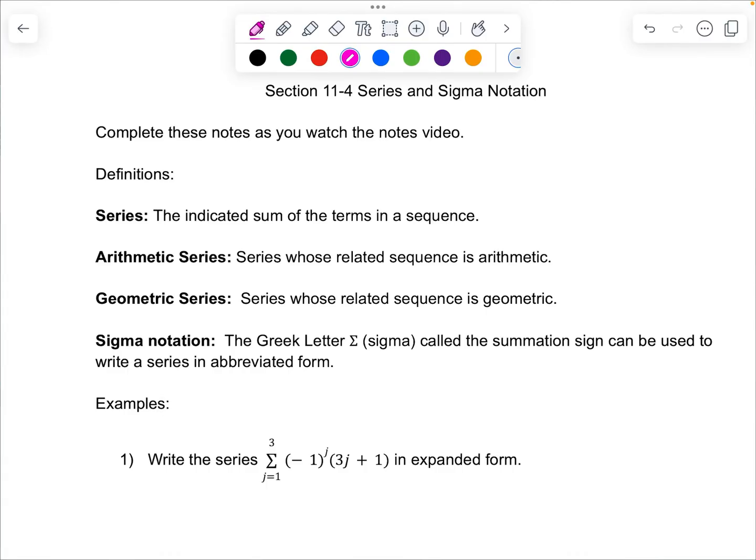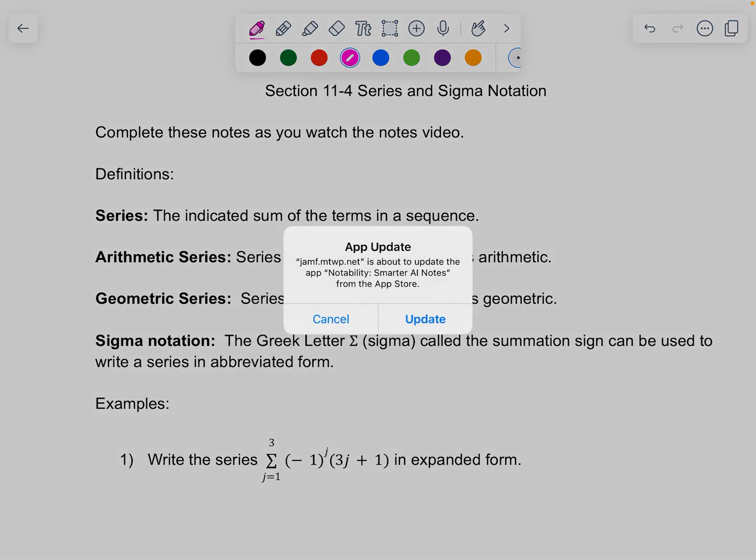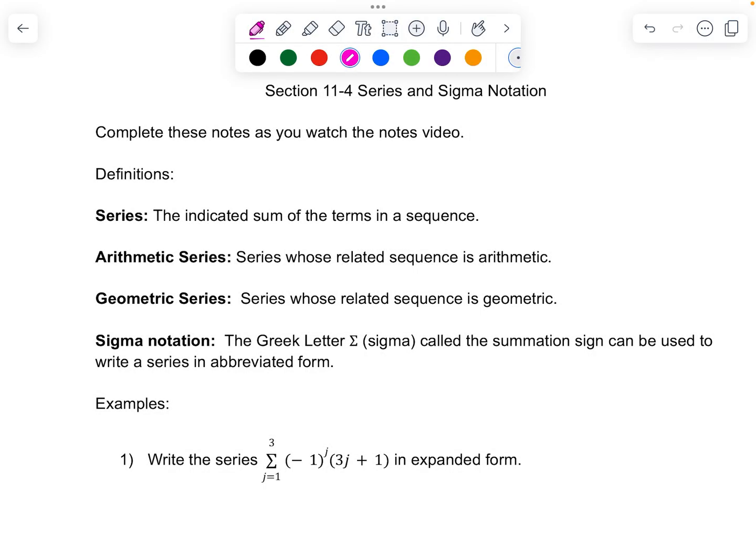So some new definitions. Series is going to be the indicated sum of the terms in a sequence. So a series is a sum of a sequence. Arithmetic series then is a series whose related sequence is arithmetic, and geometric series is going to be a series whose related sequence is geometric.